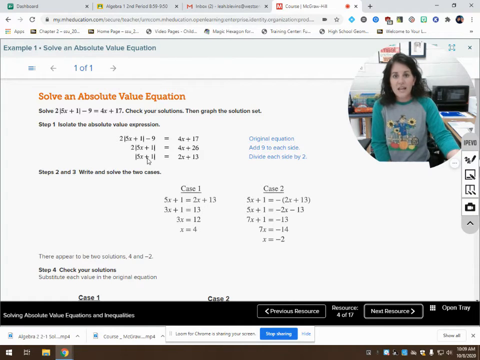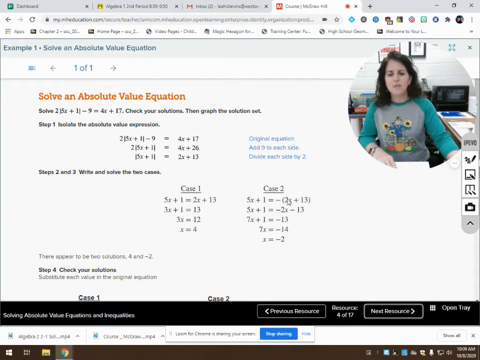Or it could be a negative and it just came out as a positive because it's the absolute value. So in case 1, we write it exactly the way it's written. In case 2, we've got to remember that all of this could be a negative, so I times it by a negative value. Okay, so let's work on case 1 first.